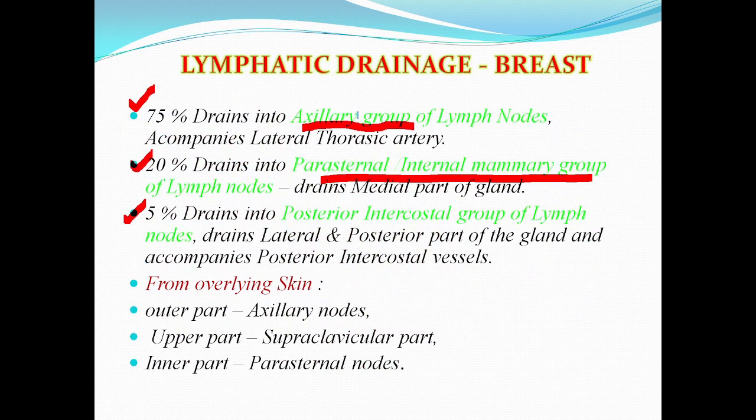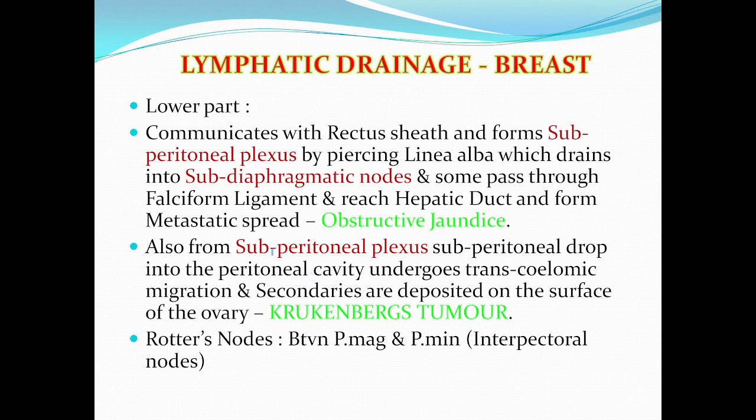75% are going to the axilla, the armpit level. 20% parallel, between the two mammary glands, that is parasternal, called the internal mammary group of lymph nodes, to be remembered. So please try to remember the lymphatics. Apart from that, there is a very important aspect, the lower part of the mammary gland. What is the lower part of the mammary gland?